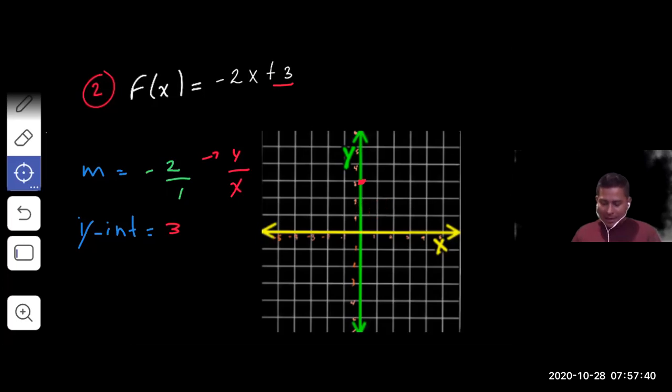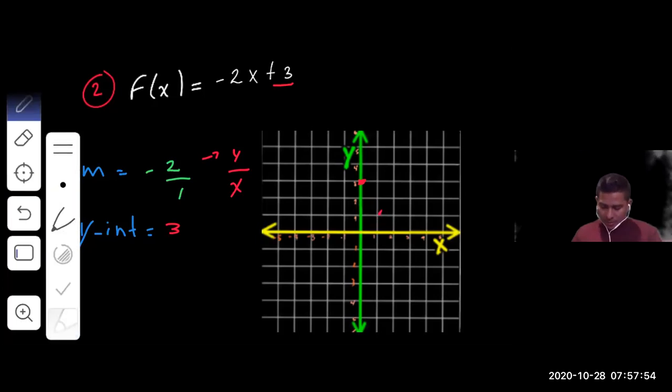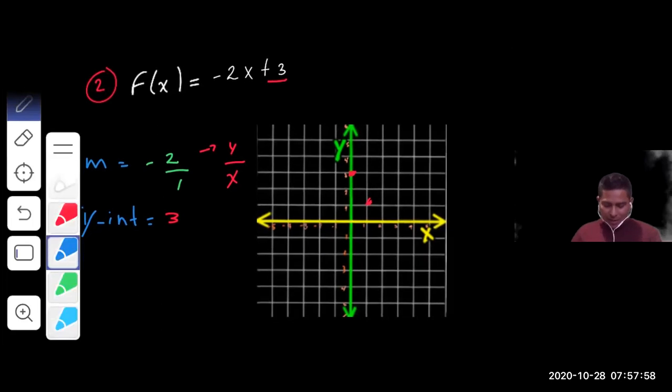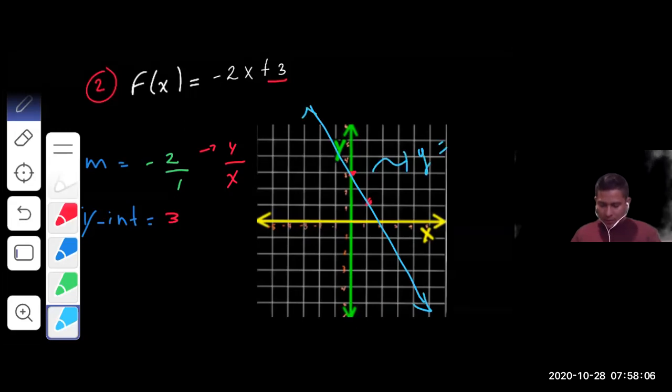I repeat, this is my first point, the y-intercept. Let's move -2 down. -2 means down. 1, 2, and 1 to the right, in the x direction. Here's going to be my next point. And with this information, guys, it's good enough to make my graph. And this is my function. What is this function? Y equals -2x plus 3.